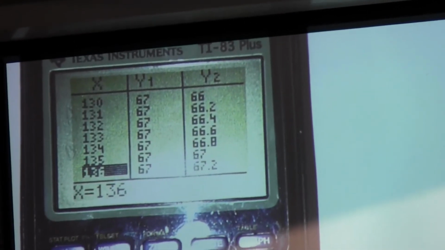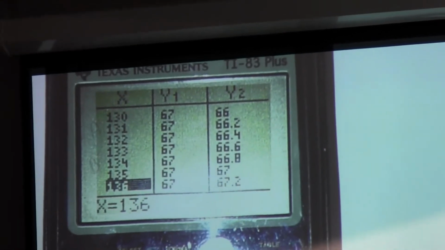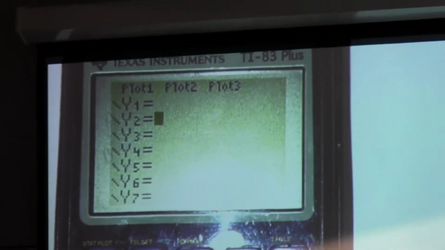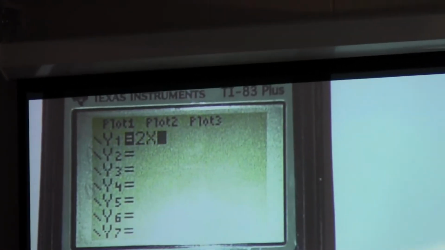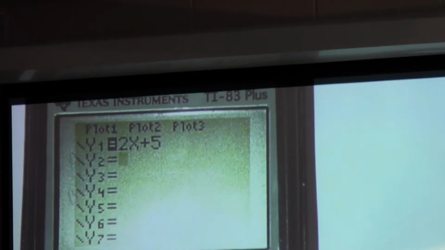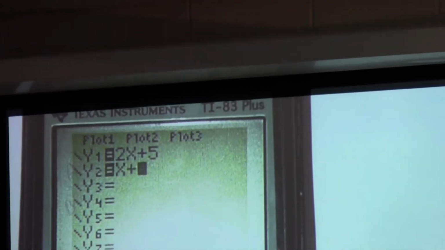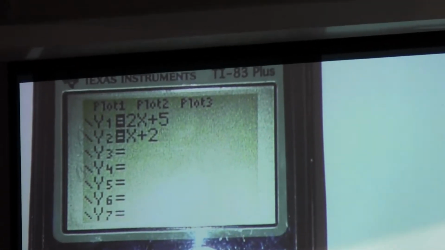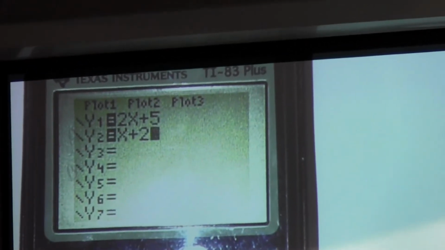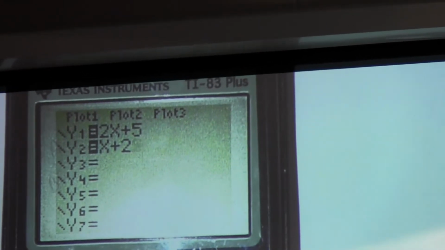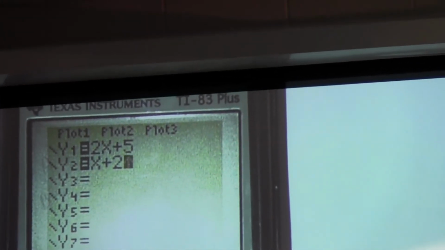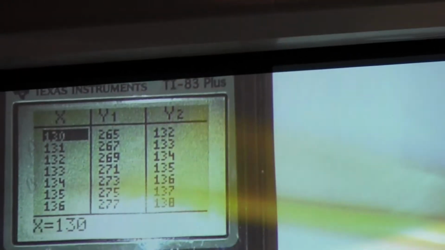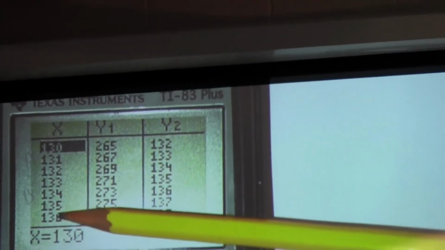See that? If we went back to our y equals and we put in that first equation we had a few minutes ago, which I think was 2x plus 5 and x plus 2. So do that for a second, and we'll make sure that we can still find a table. And then you're going to go back to your table, and you will notice that we are still at that 130 something we were at a minute ago.